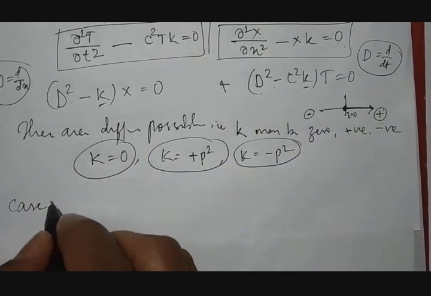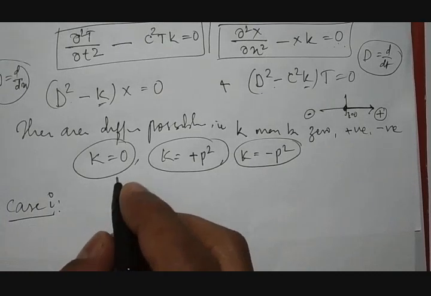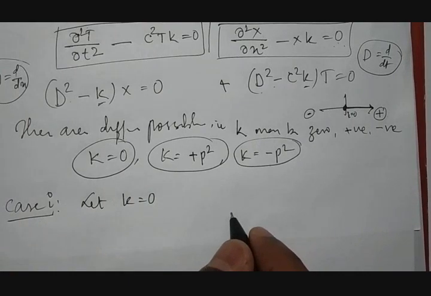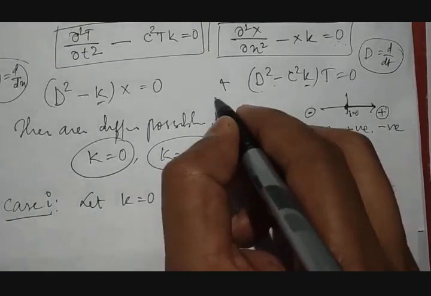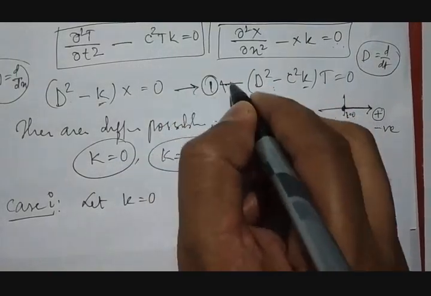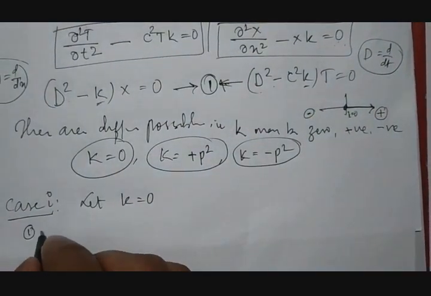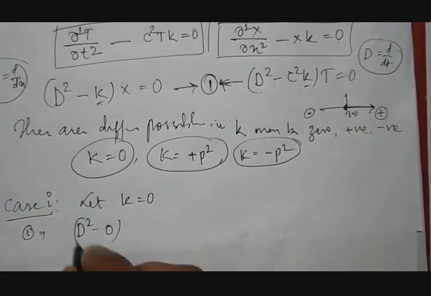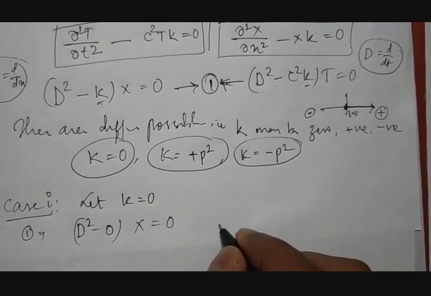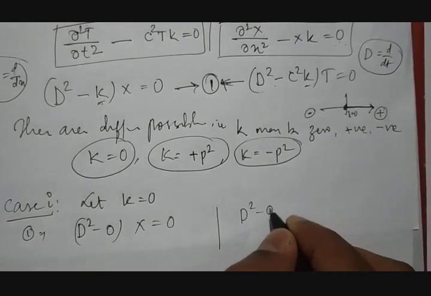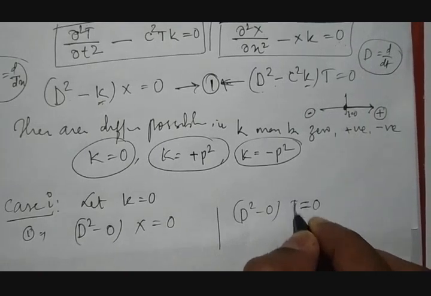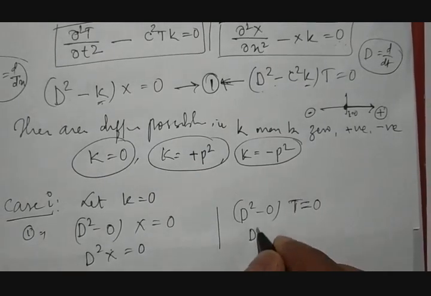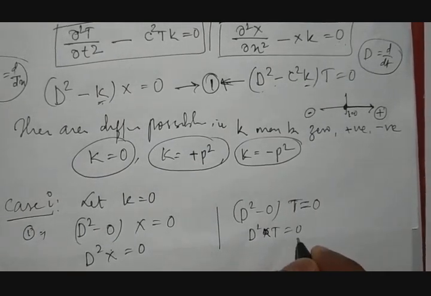Therefore, case number 1, the first case. What is the first case? Let us take k is equal to 0. This set of equations, I call it equation number 1, becomes D square minus, since k is 0, substitute 0, of x is equal to 0, and here it is D square minus 0 of t equal to 0. Fine. So it is D square of x equal to 0. Here also it is D square of t is equal to 0.